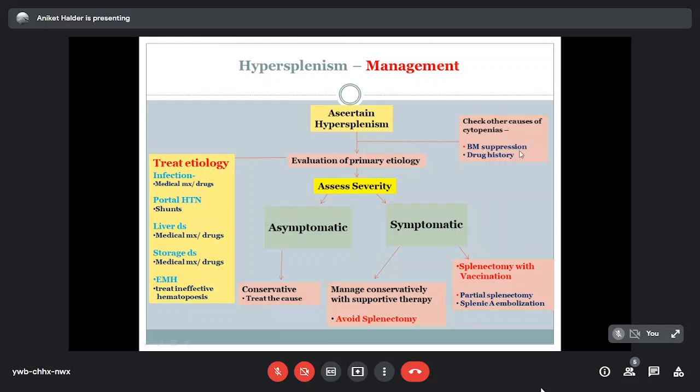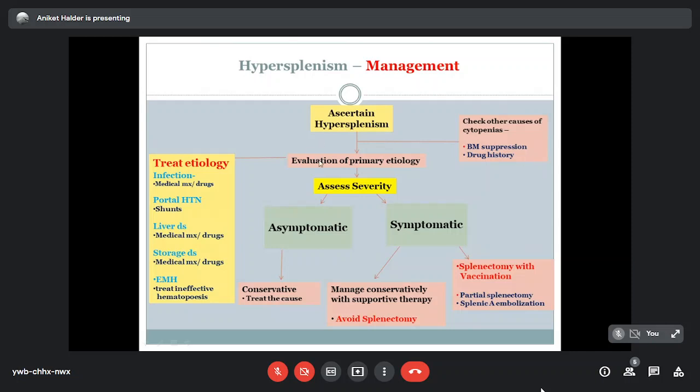For example, bone marrow suppression can be excluded by a bone marrow study. If we find a normal or cellular marrow with peripheral cytopenia, then it is hypersplenism. If there is bone marrow suppression with a hypoplastic marrow, then the cytopenia is possibly not due to the spleen, it's due to some other cause. Drug history should also be taken into account, because there are certain drugs which can cause bone marrow suppression and hence peripheral cytopenias.